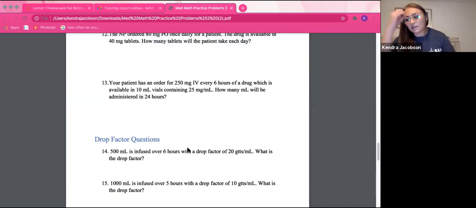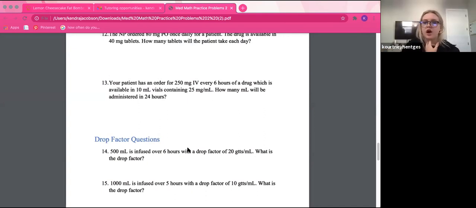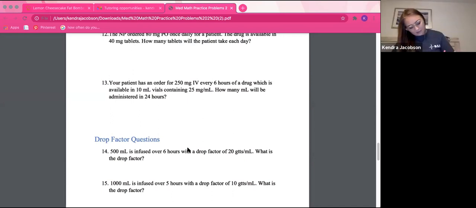Do we know what our first one is going to be, or do you want me to walk through this one as well? Wouldn't it be 10 drops per milliliter first? That is correct. You're going to want to get those in there first. And if we're going based off of the last one, we're going to want to get rid of those milliliters. So of course, we're going to go to the beginning of the problem and write down those 1,000 milliliters, which is going to be infused over the 5 hours.